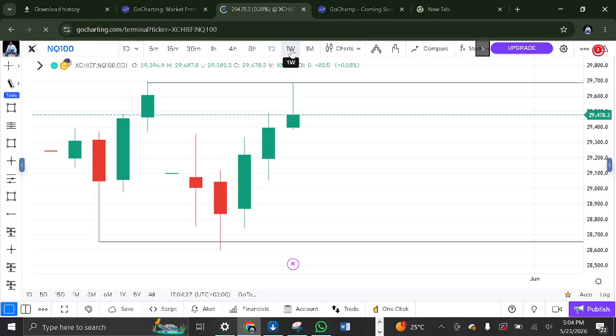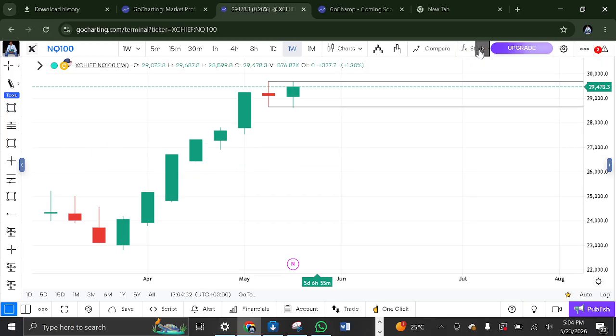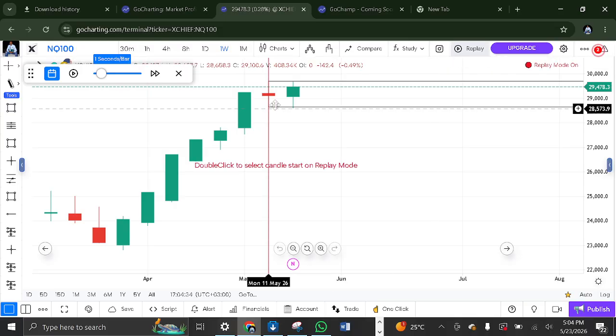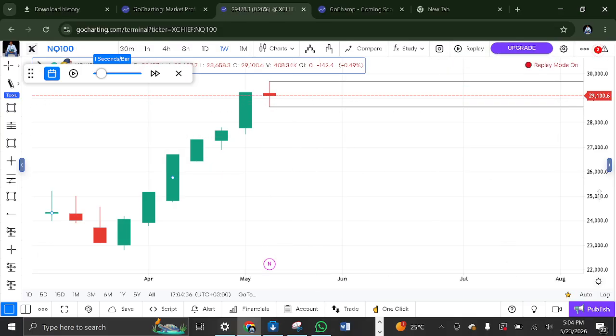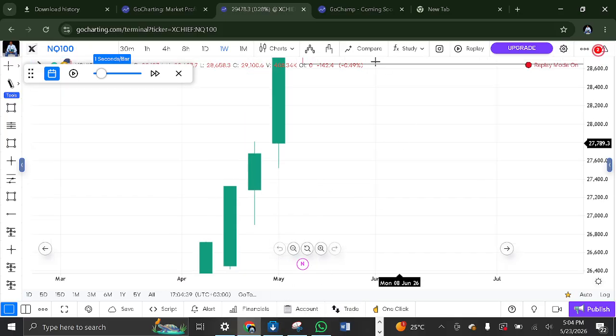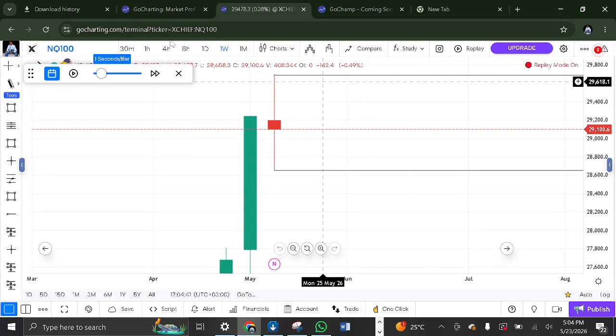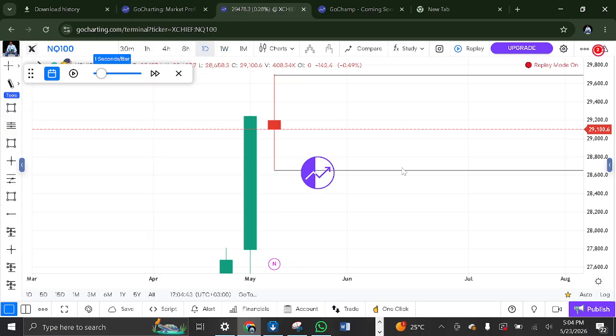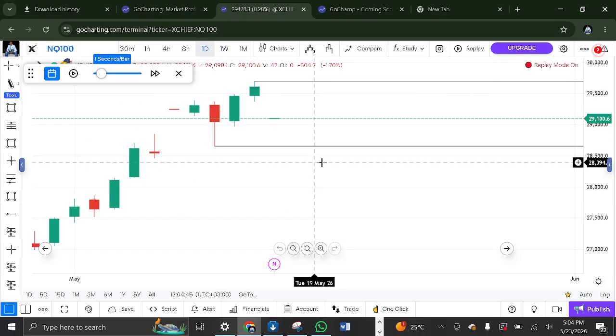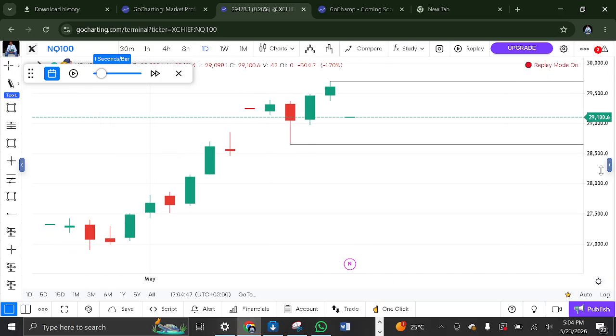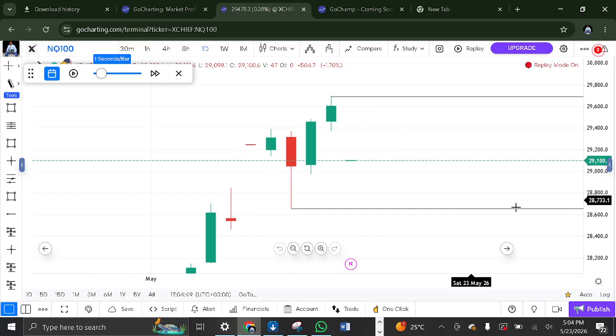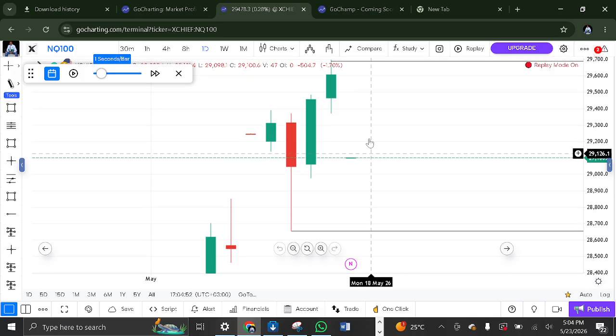So if we go to the weekly, back again, for us to ensure that we have the replay mode on. These are the two levels that we've already marked up, the high and the low. And now from the daily time frame, we want to mark up the context area, from which level I should expect to see how price reacts.